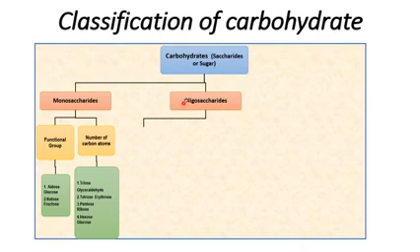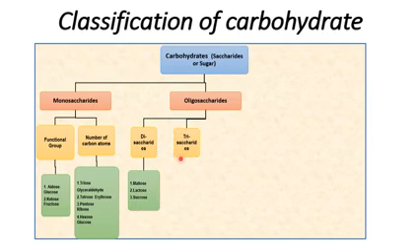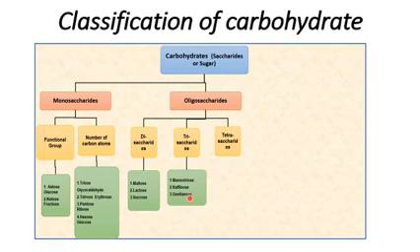Based on the number of monosaccharides present, another one is the oligosaccharides, which are classified into disaccharides. Disaccharides means 2 monosaccharide units are present, for example maltose, lactose and sucrose. And trisaccharides consist of 3 monosaccharides, for example raffinose and melezitose. These are the names.